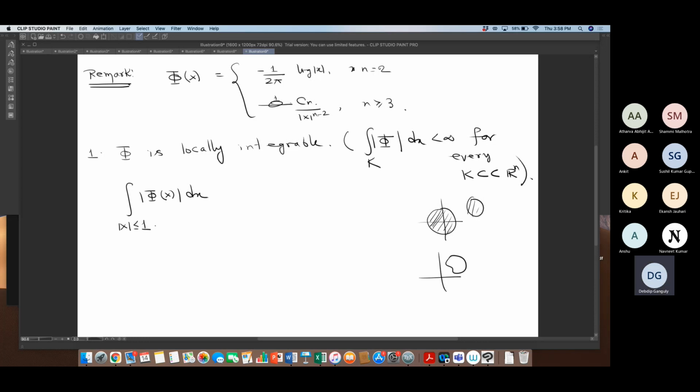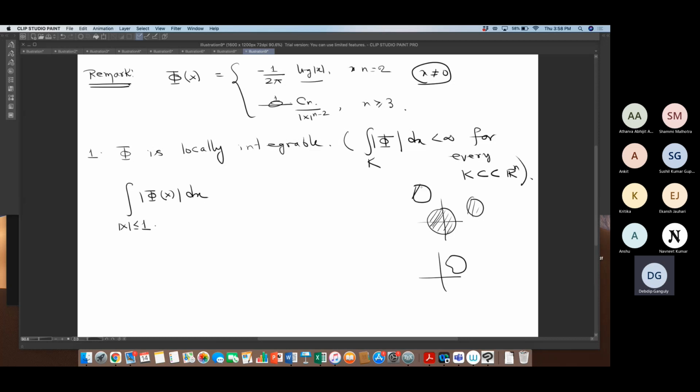One did not understand. Did you understand? See, 1 by mod x, log of mod x. What is the problem? You can say x not equal to 0, but it has also a problem near origin, right? It can blow up near origin, right? Log of mod x or 1 by mod x to the power n minus 2, right? So I have to check the integrability near origin.